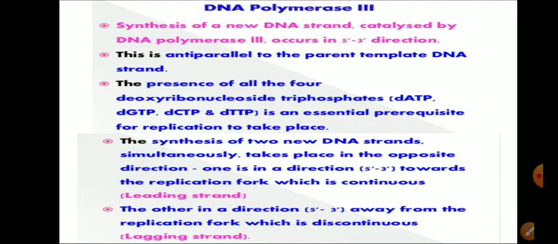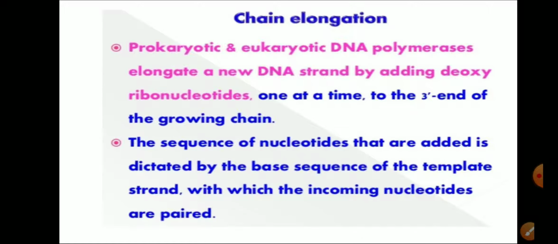The synthesis of the new DNA strand catalyzed by the DNA polymerase 3 occurs in 5' to 3' direction, that is anti-parallel direction to the parent template DNA strand. So the enzyme DNA polymerase catalyzes the synthesis of the new strand of the DNA. The raw material is dNTPs, that is deoxyribonucleotide triphosphates, and the synthesis of the two new strands simultaneously takes place in the opposite direction. The other, in direction 5' to 3' away from the replication fork, is discontinuous.